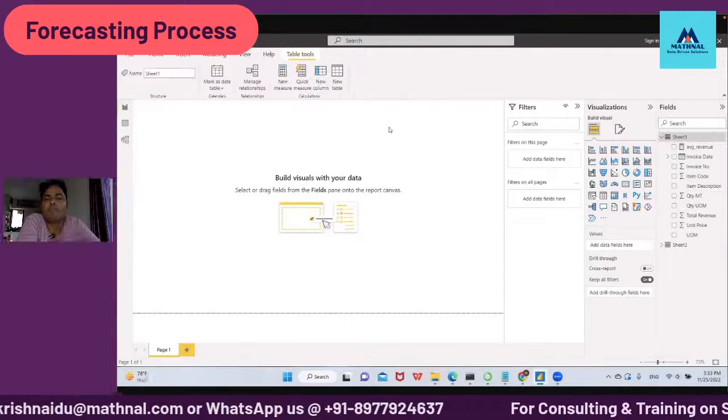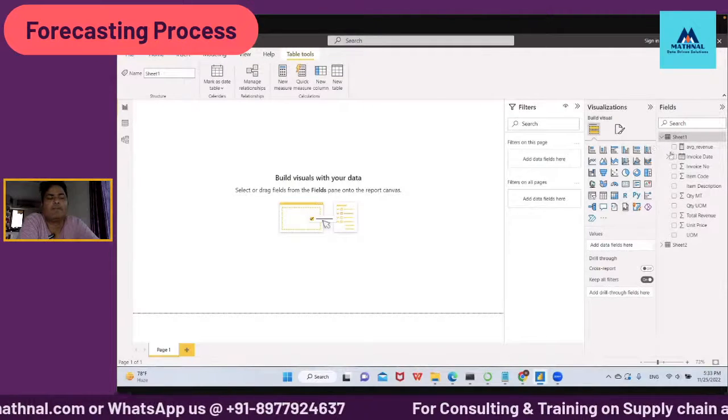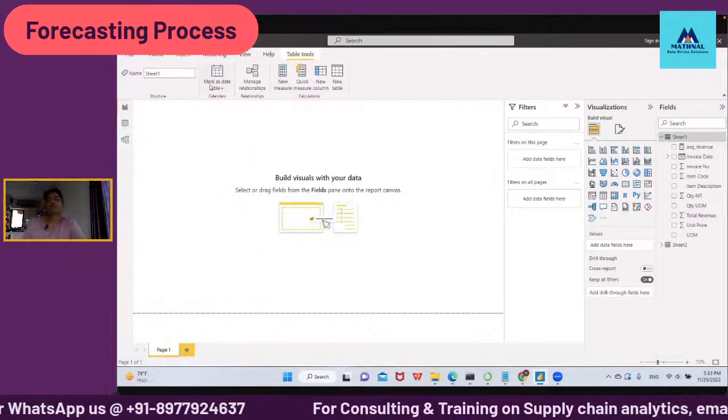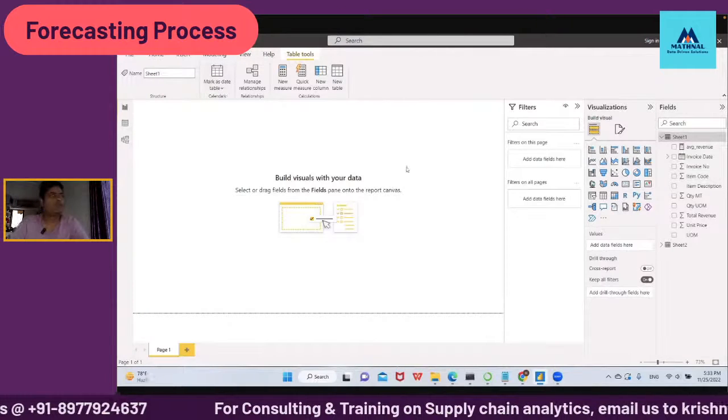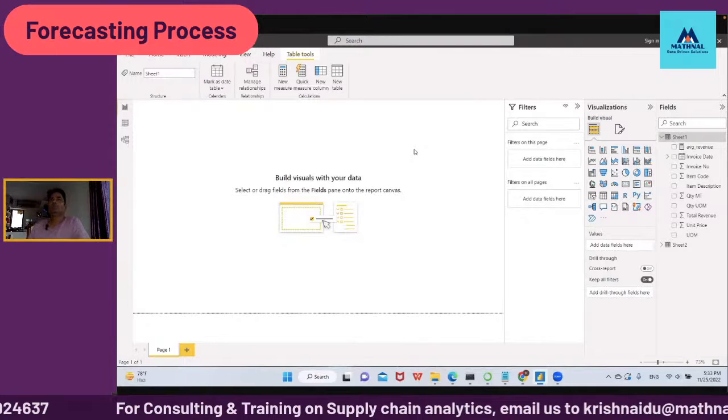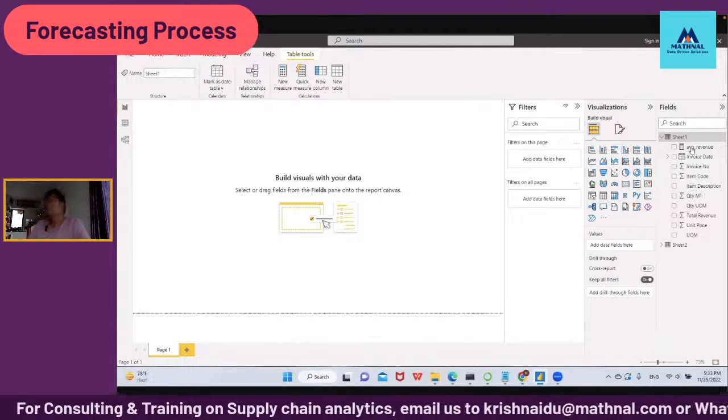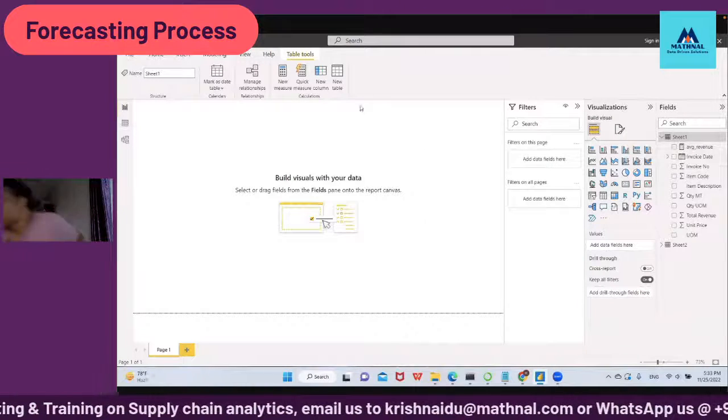Okay, sir. Now we'll find the median. So again, you have to go to new measure and we want to find the median for the item wise. So you have to go for row wise. So what is the formula you're going to apply?